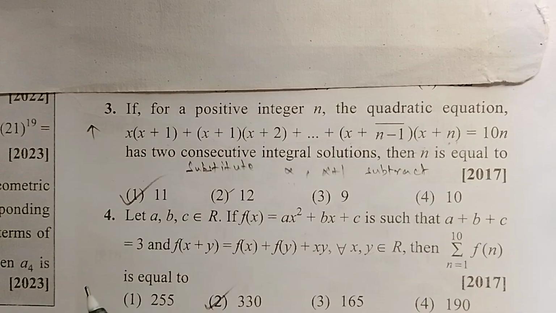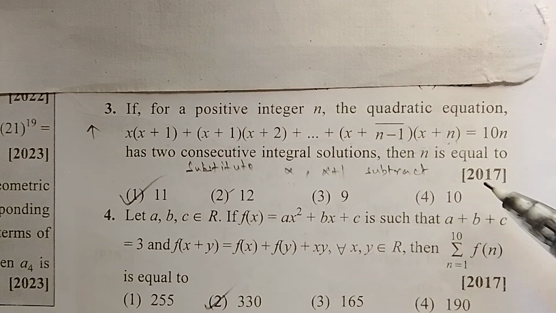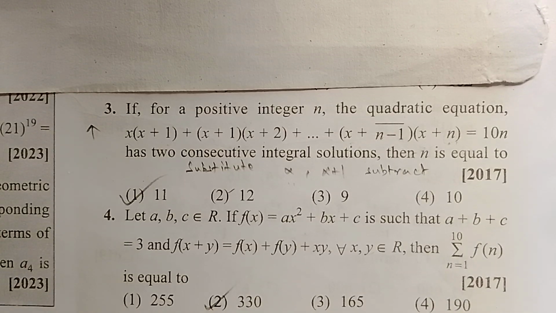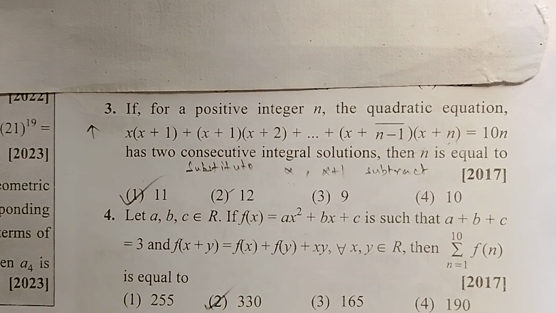Now this equation has two consecutive integral solutions. Then what exactly happens to n? Consecutive integral solutions means the solutions should be of the form alpha and alpha plus 1, right, and both are solutions to this equation.